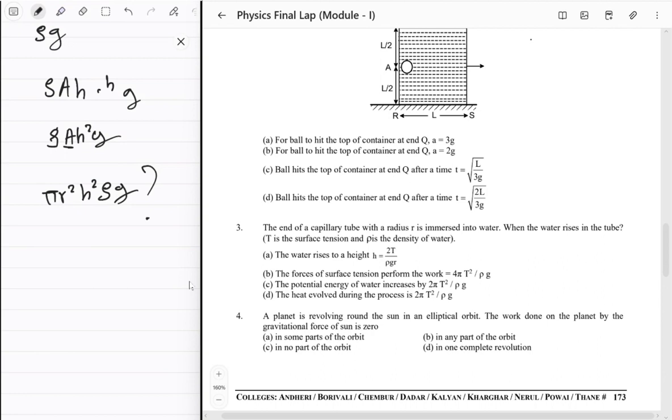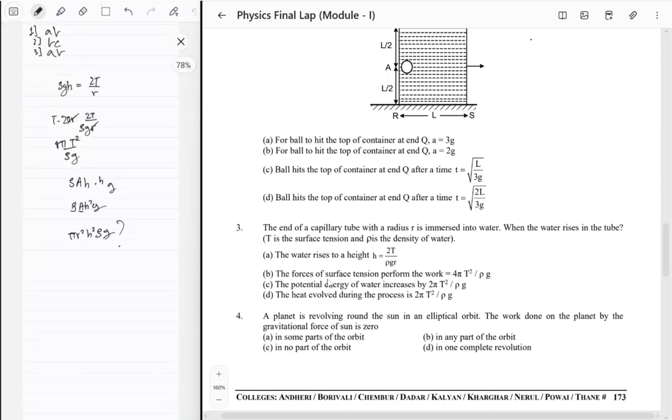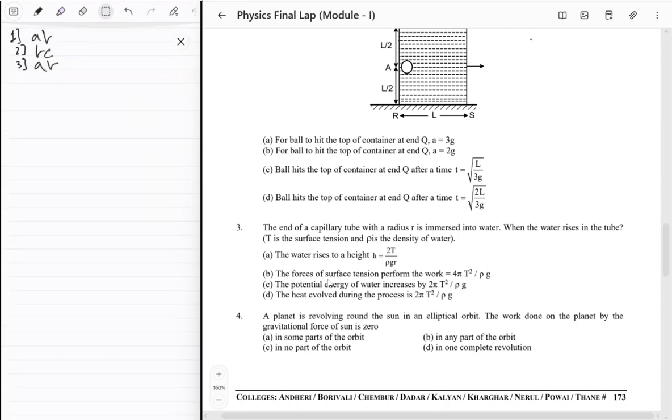Heat evolved during process. Wait, doesn't look correct after all. It's definitely just pi r squared. What's the big deal about it? ठीक है यार, just move on. So B is correct. Other than that, I don't know what there is. So next question. Uh, yeah, fourth.